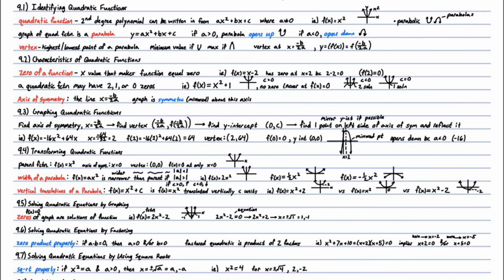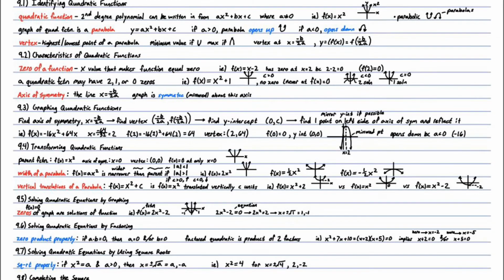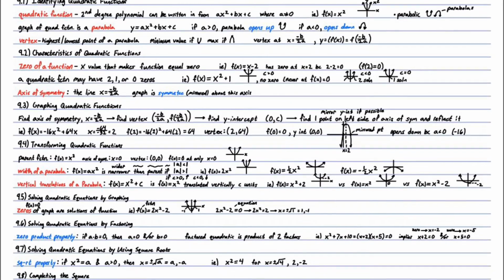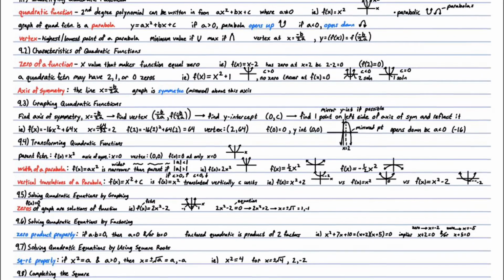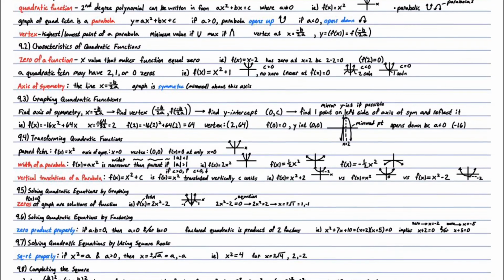Width of a parabola. F of x equals a times x squared is narrower than the parent function if the absolute value of a is greater than 1. Is wider if absolute value of a is less than 1. Vertical translations of a parabola. F of x equals x squared plus c is the parent function translated c units up if c is positive and down if c is negative.